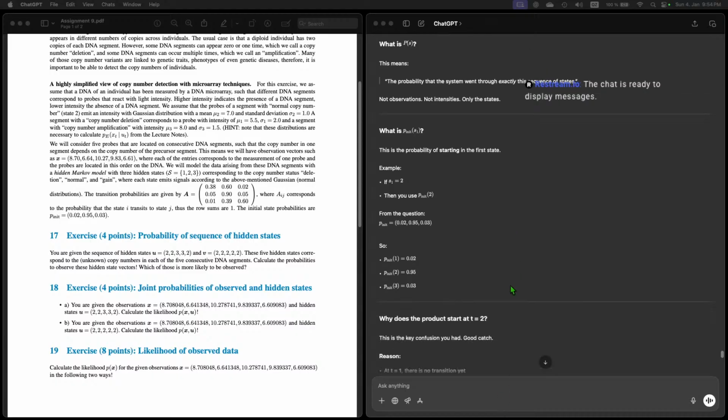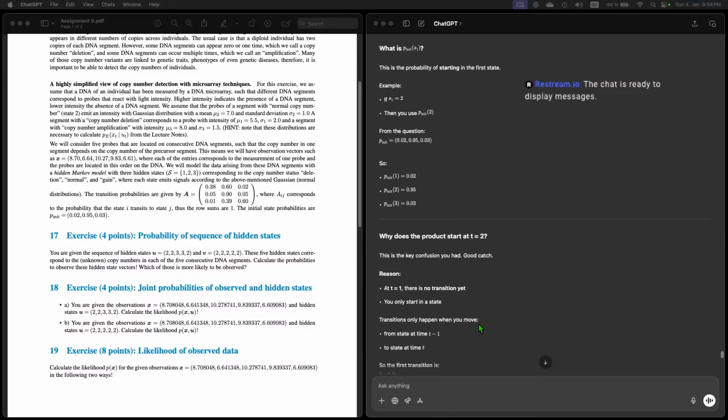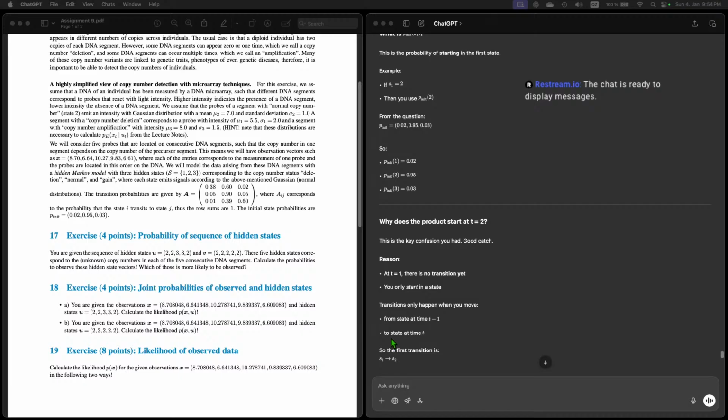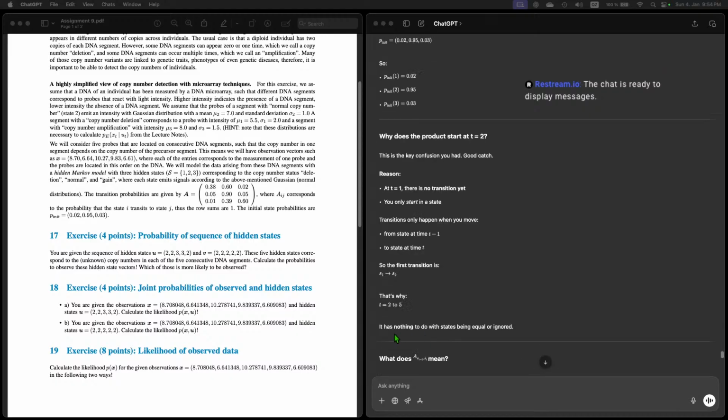Why does the product start at t equals 2? This is the key confusion you had. Good catch. At t equals 1, there's no transition yet. We start in the state. A transition only happens when you move from the state at time t minus 1 to the state at time t. So the first transition is S1 to S2. That's why it's t equals 2 to 5. It has nothing to do with states being equal or ignored.